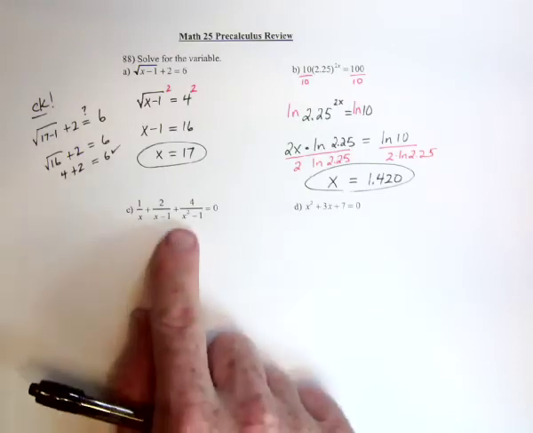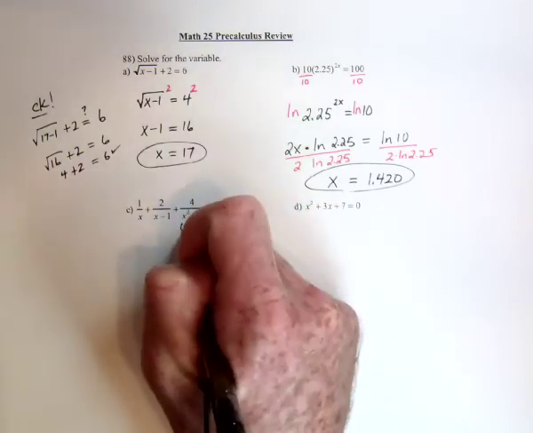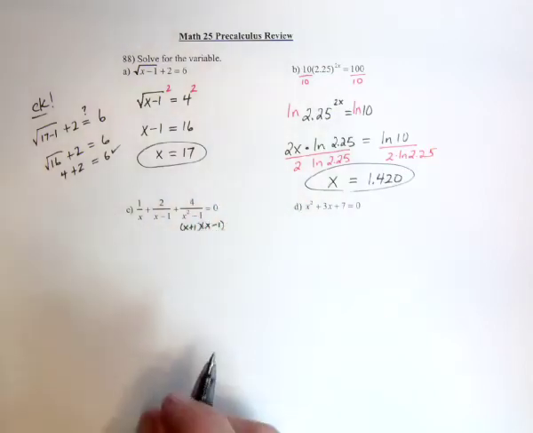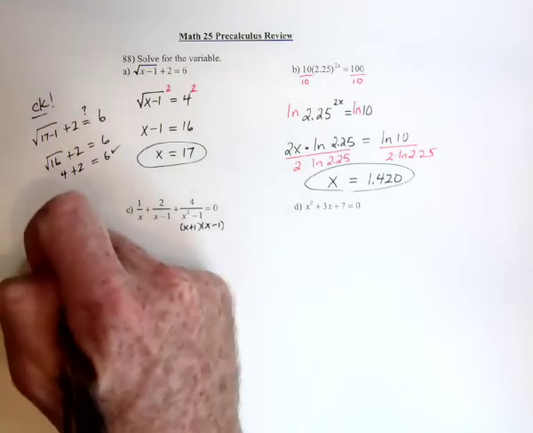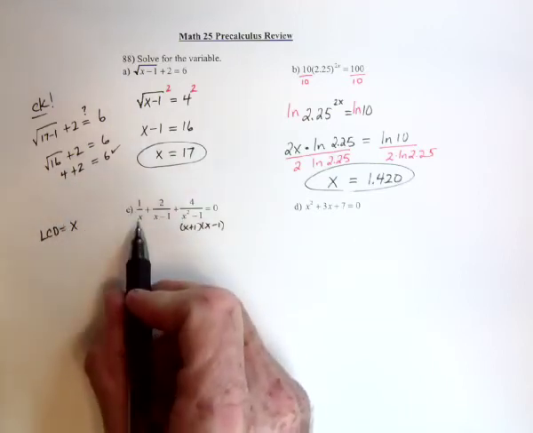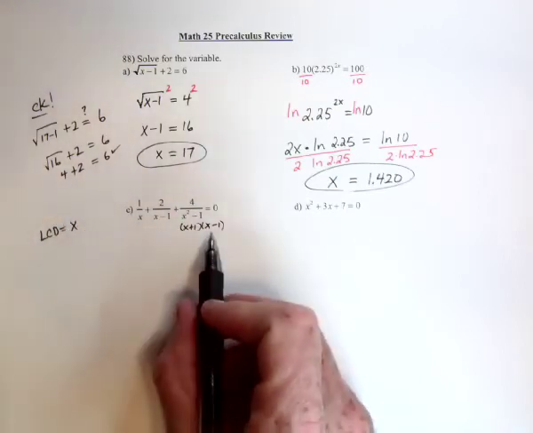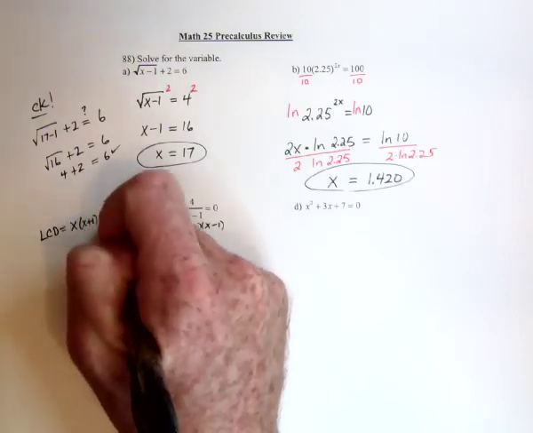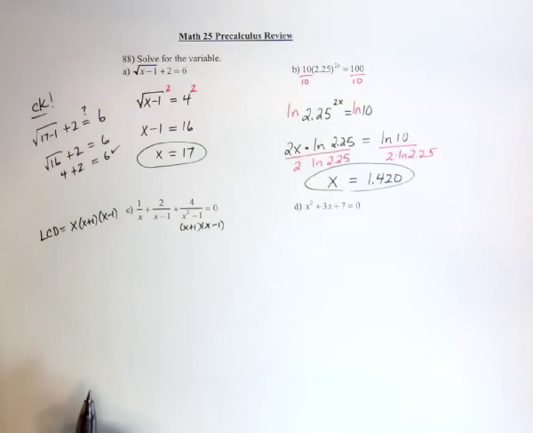For this one, I would start by factoring. This is x plus 1 times x minus 1. Then multiply both sides of the equation by the least common denominator. Well, the least common denominator is going to have an x in it because of this, and then it's going to have x minus 1 and x plus 1. And now multiply it through, or multiply both sides by that least common denominator.